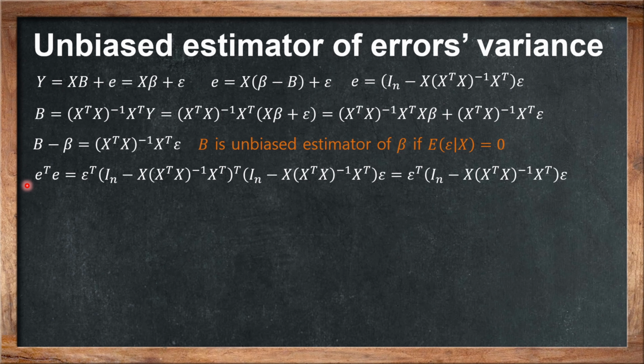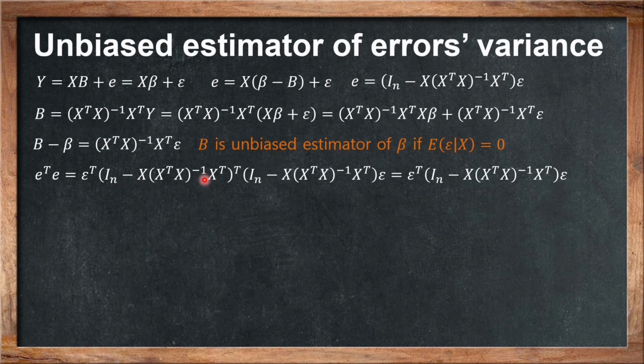We would get the following expression. E transpose E equals this long line. But actually it can be simplified, since this matrix is called the self-annihilation matrix, since it is equal to its transpose, and if it is multiplied by itself, it will give just the same matrix. You can do this exercise.